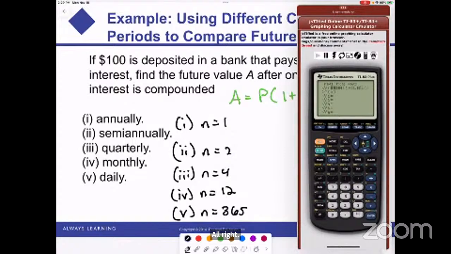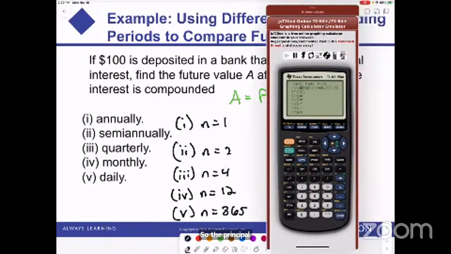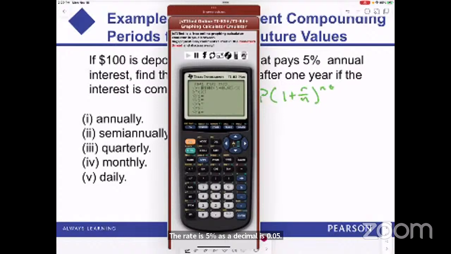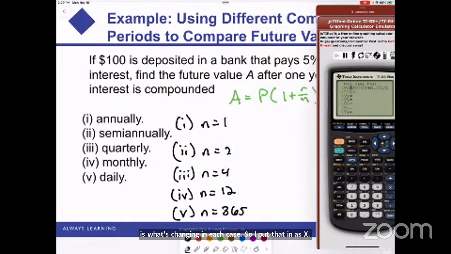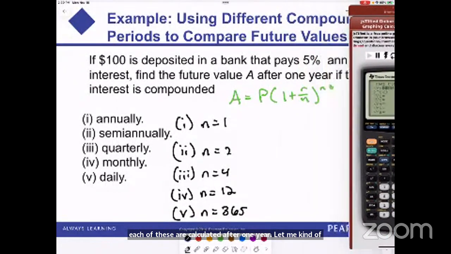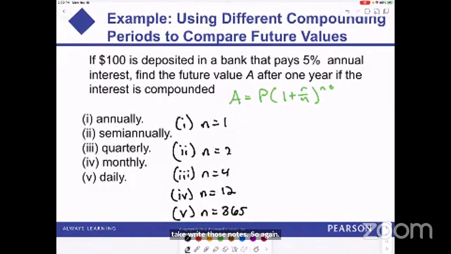So the principal is 100. The rate is 5%, as a decimal 0.05. N is what's changing in each case, so I put that in as X. And each of these are calculated after 1 year. Let me write those notes. Again, the principal is $100. The rate is 5% as a decimal, 0.05. And the time is 1 year. So again, I put all of those into my equation editor.